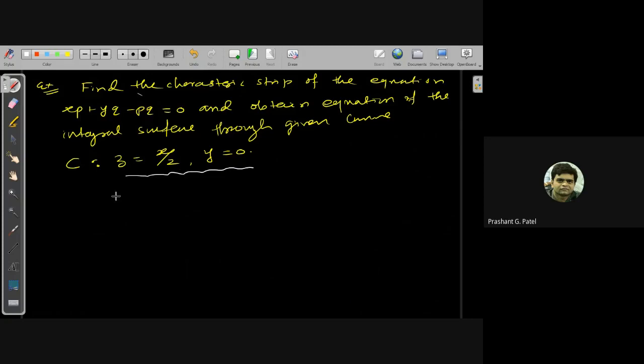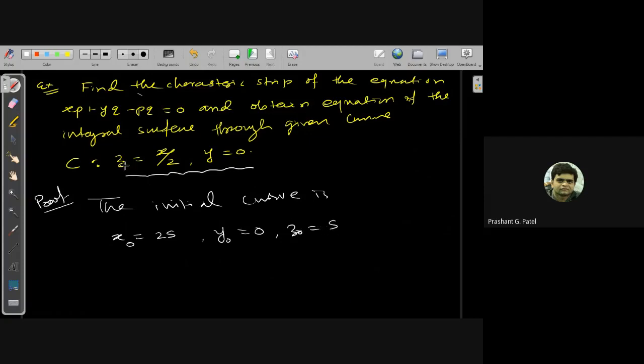The first thing we need to calculate is the initial strip. So the first objective is to calculate what is the initial strip. So here the initial data curve in the parametric form is x0 is equal to 2s, y0 is 0, z0 is s. If I write it like this, then we'll have this. Now we have to solve two equations to get the initial strip.